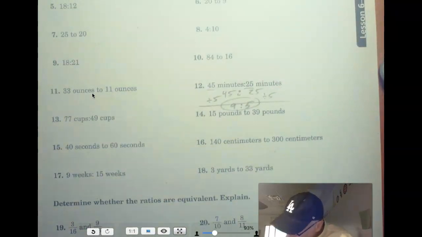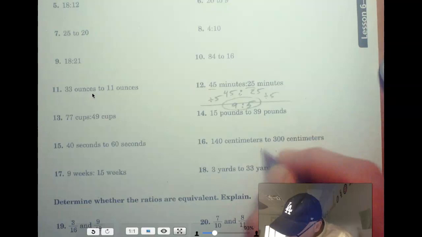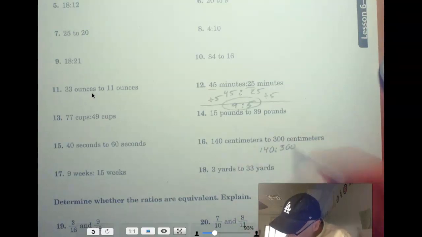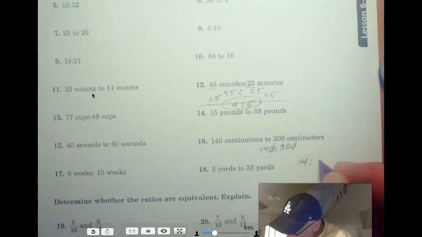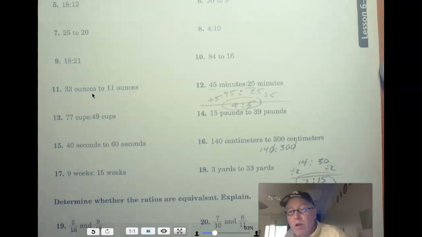How about this one here? 140 centimeters to 300 centimeters. I don't know what the answer to this one is, but I know that I can divide them both by 10 just like that, and I've got them down to 14 to 30. So then how about if I divide them by 2? 14 divided by 2 is 7. 30 divided by 2 is 15. And that is in simplest form.